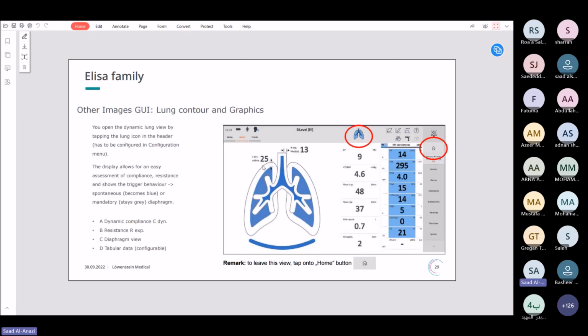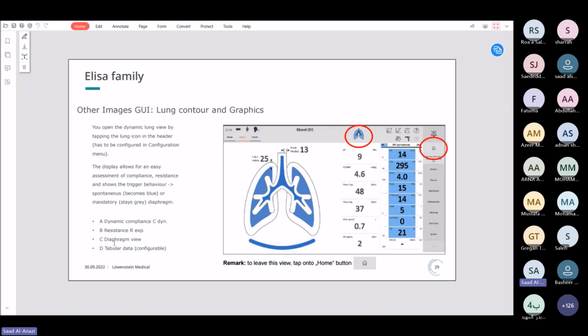As you see here in the slide, we have the ELISA 800. We have the unique and new feature, which is Lung View. How does Lung View help? You can find it here in the main screen. All you need to do is select it with your finger, and then you will have continuous display of the lung view: the resistance and compliance for the lung, and also the resistance and compliance for the upper airway, continuously measured.